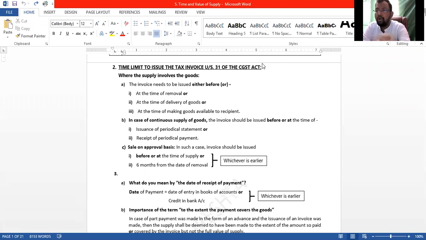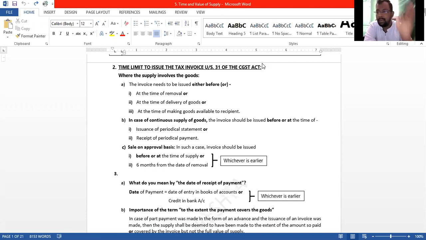So either before or at the delivery of the goods, the invoice should be issued. When we hear time limit, a number of days comes to mind, like 30 days or 45 days. But here it is not a number, it is a situation. If the goods are immediately handed over to the customer, you need to issue the invoice immediately, or even prior to that, no issues. When the goods are delivered to the customer, at least at the time of delivery of the goods, you need to issue the invoice. Third scenario, at the time of making the goods available to recipient.